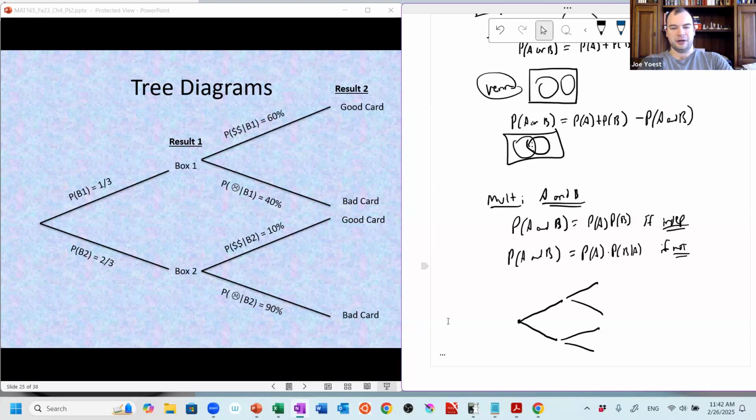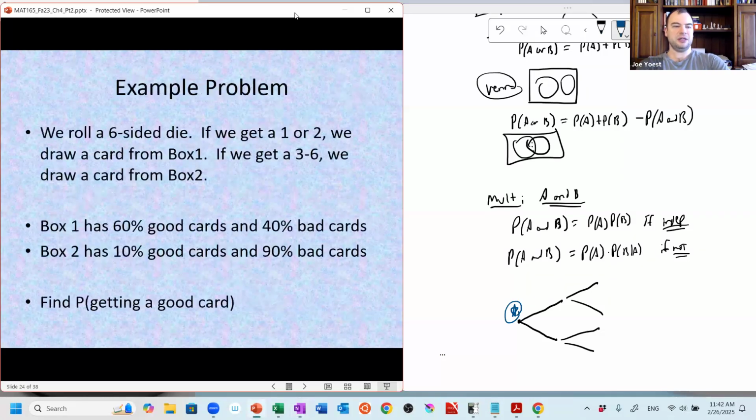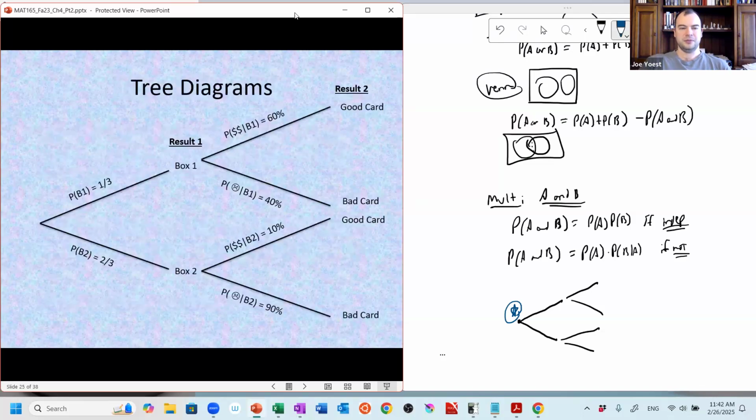Okay, so this tree diagram, how does it work? We start on the leftmost side over here and we start branching. We say, what's the first decision that I am faced with? Should I go to box one or should I go to box two? Well, I get sent to box one if I roll a one or a two on a fair six-sided die. That's 1/3 of the time. And I get sent to box two 2/3 of the time.